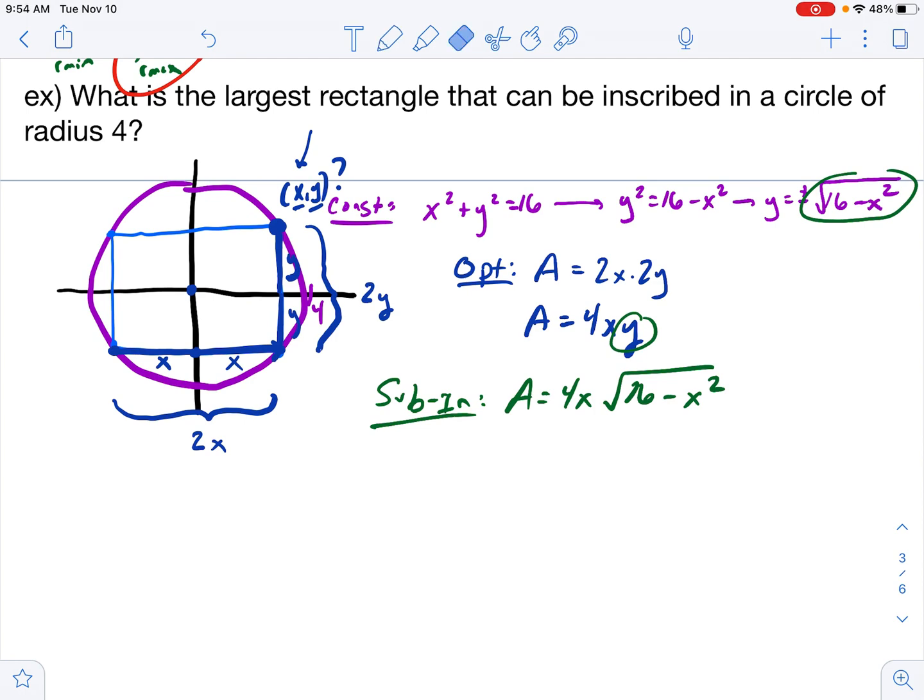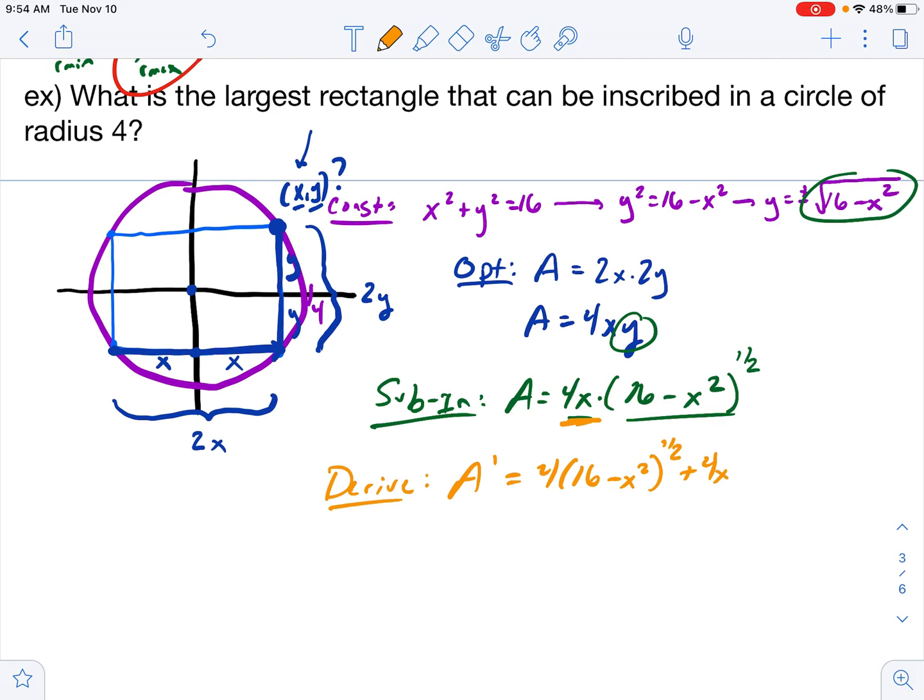Okay, and again, it looks like product and chain to get through this derivative, so I'm going to rewrite that as the 1/2 power. Okay, but we do have product and chain here. So taking the derivative, A prime: derivative of the first term is just 4 times the second. Keep the first term, now the chain rule. Bring down the half, leave the inside alone. Derivative of the inside, negative 2x. Okay? So there's our derivative.